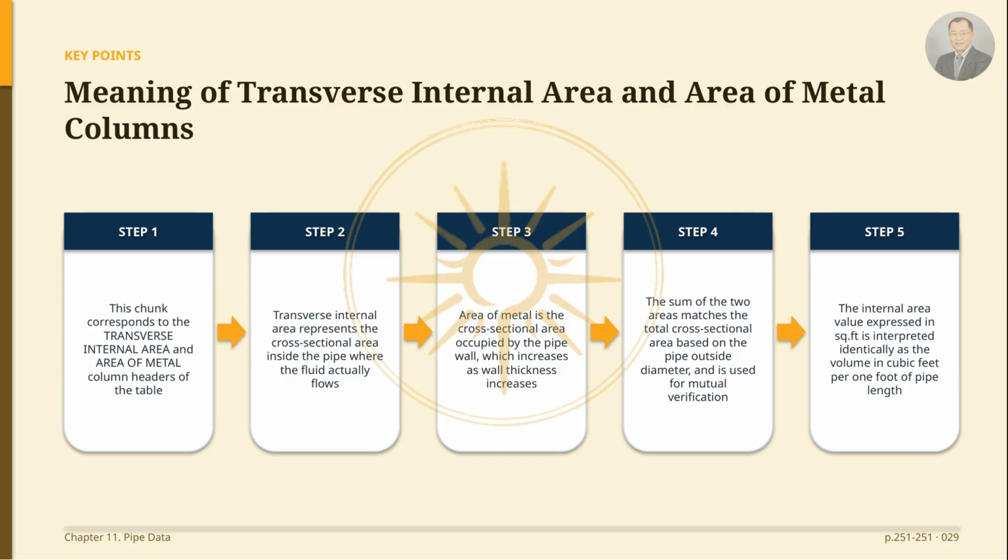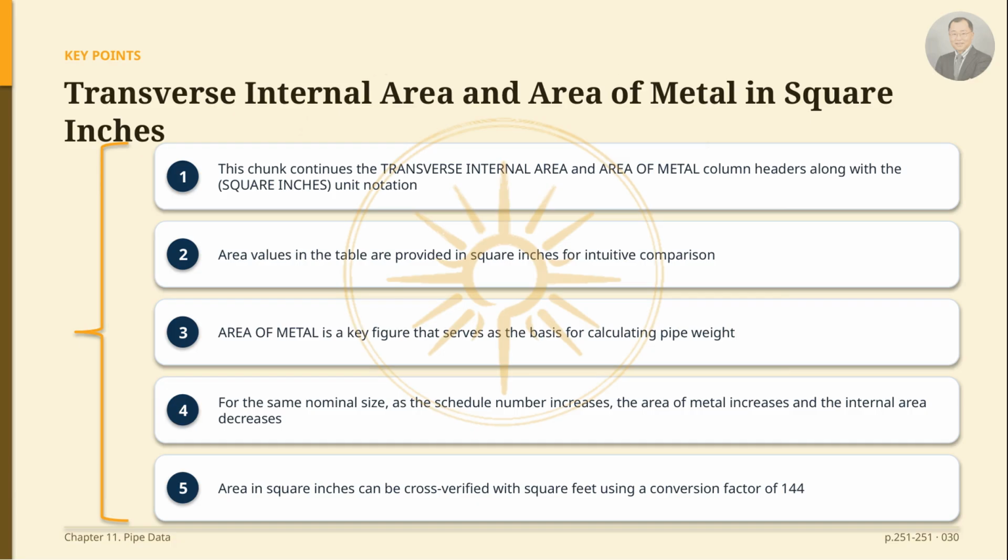Since adding these two areas results in the total cross-sectional area based on the outside diameter, you can cross-check them when verifying the table. Also, remember that when the transverse internal area is expressed in square feet, it is equal to the volume in cubic feet per foot of pipe length, which can be used directly for flow rate and volume calculations. Next, I will introduce the transverse internal area and area of metal columns expressed in square inches.